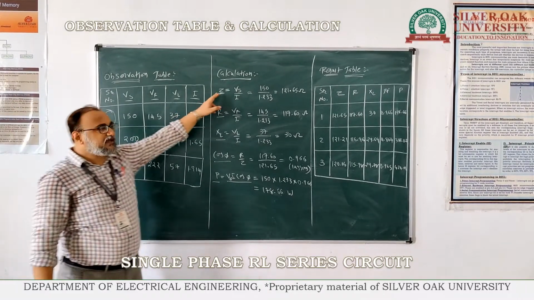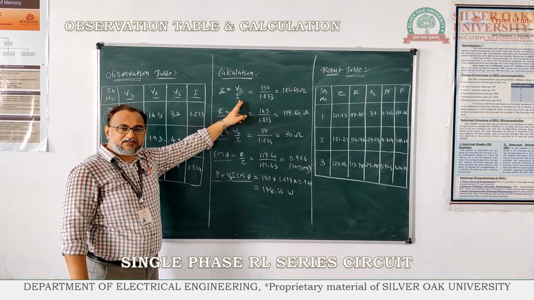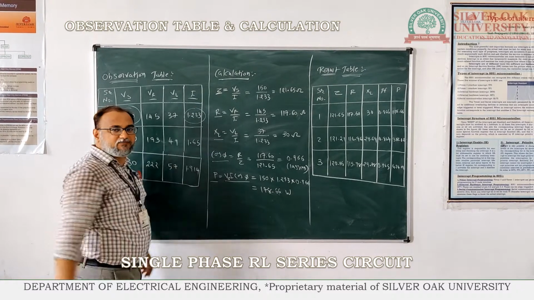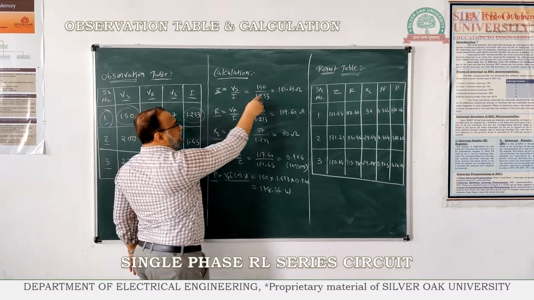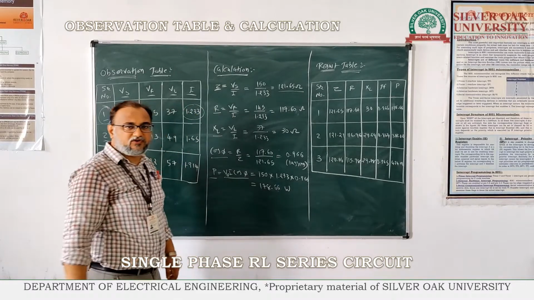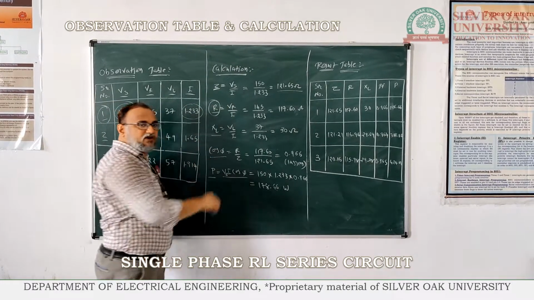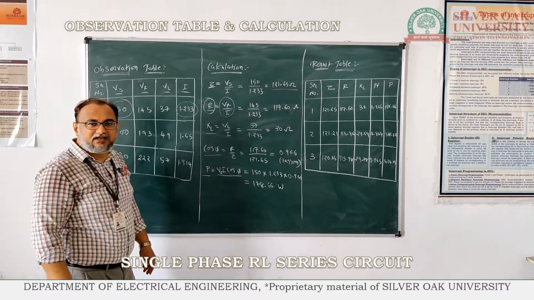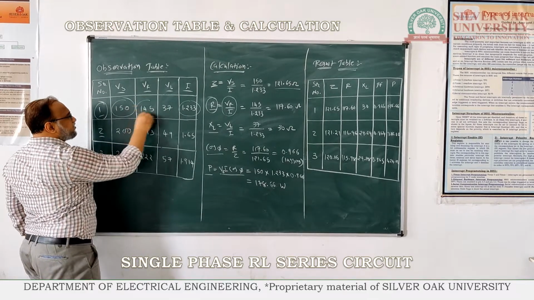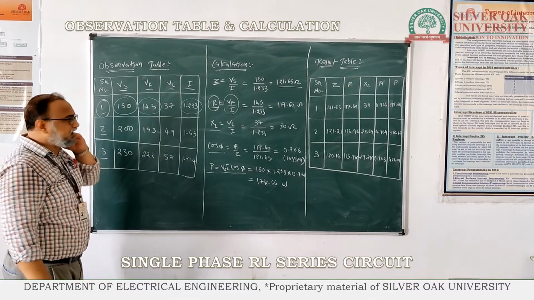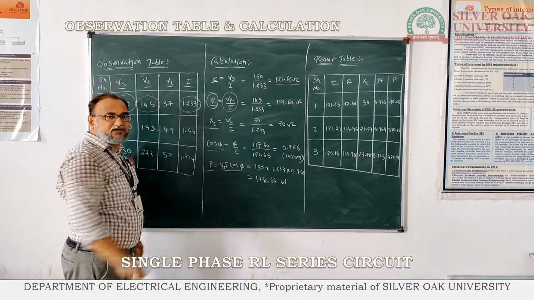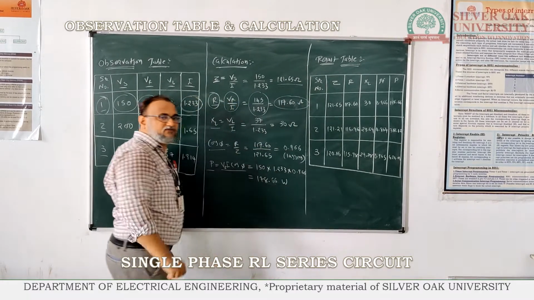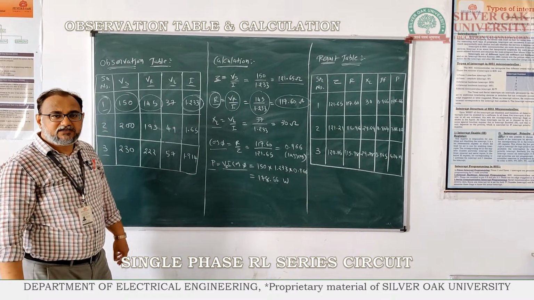You can see here that impedance is the supply voltage divided by the circuit current. The supply voltage is 150 volt and the circuit current is 1.233, so this ratio gives me the impedance value. Similarly, for the resistance value, it is the voltage drop across the resistor divided by the circuit current. The voltage drop across the resistor is 145 volt and the circuit current is 1.233 ampere. This ratio gives the resistance value, which comes out as 117.60.